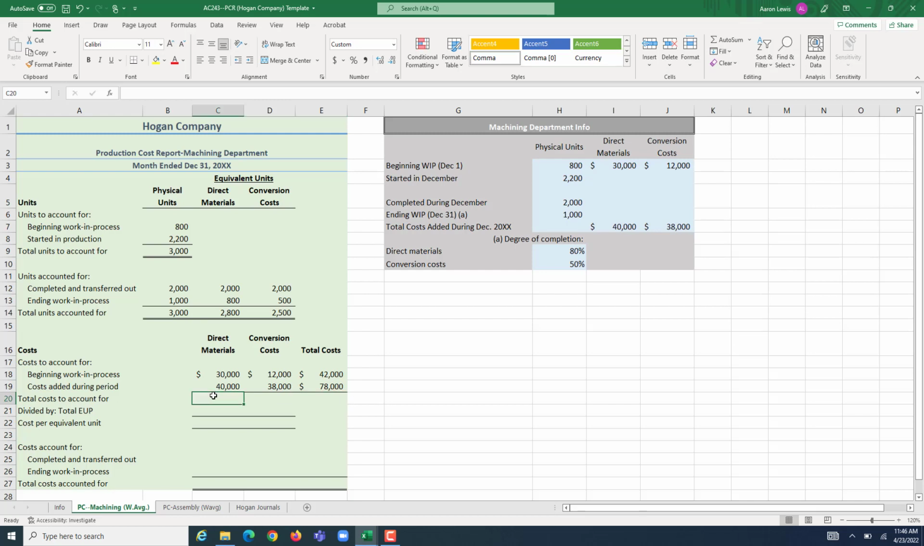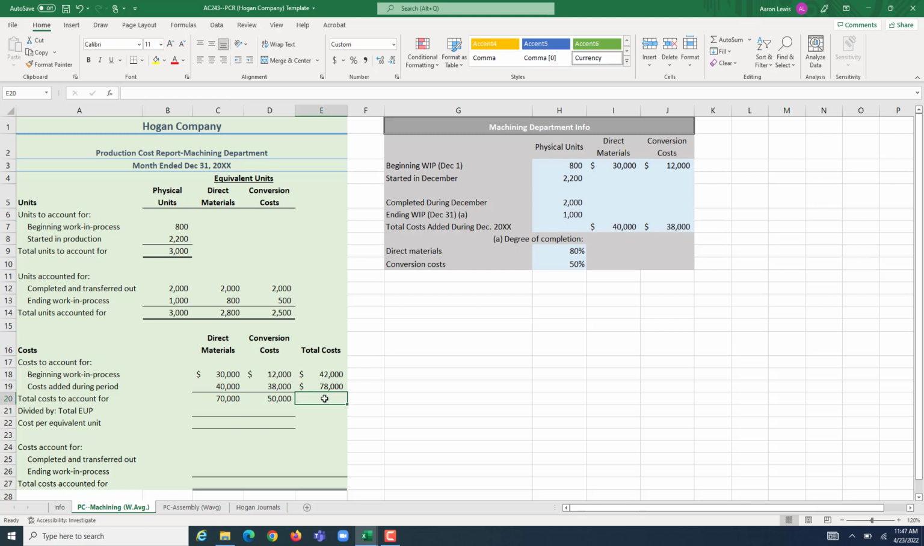In total, we have $70,000 worth of direct material costs. The $30,000 we started with plus the $40,000 that we added. We got to figure out what portion of that material cost is going to be contained in units which are being transferred off to being assembled because they're completed for this department, and what portion of that $70,000 worth of cost ends up in our ending WIP within the machining department. For conversion costs, same principle. We started with $12,000 worth of conversion costs already committed to units. We added another $38,000 during the period. That is $50,000 worth of conversion costs that we got to figure out what portion we're transferring out and what portion stays here in our ending WIP.